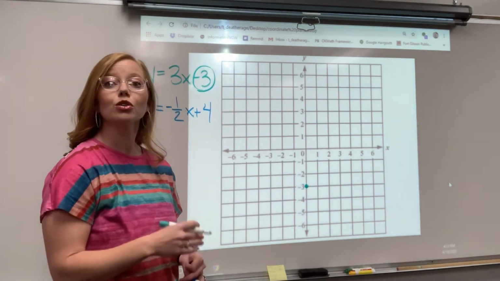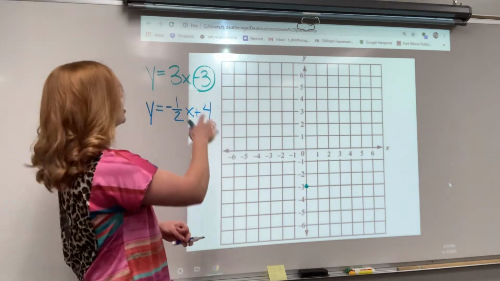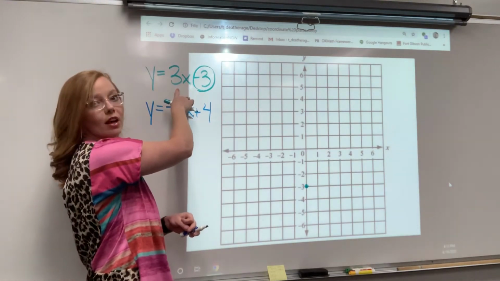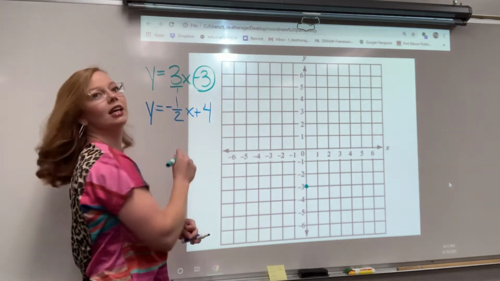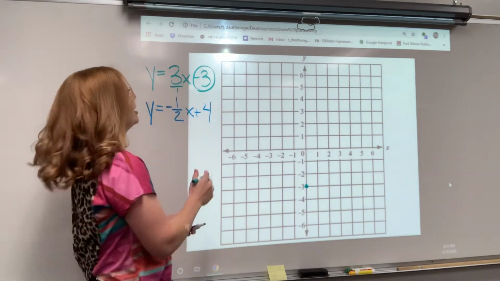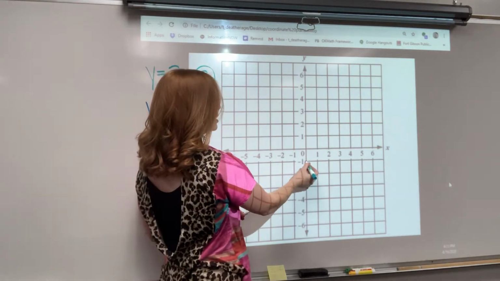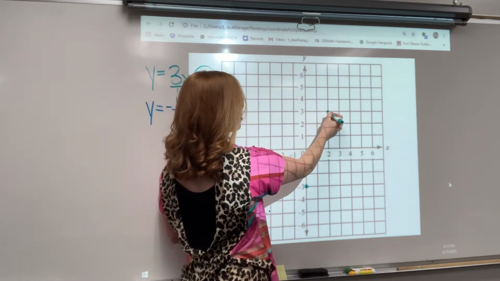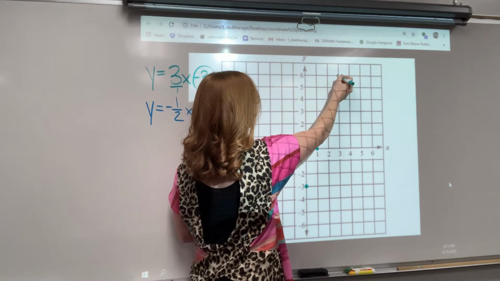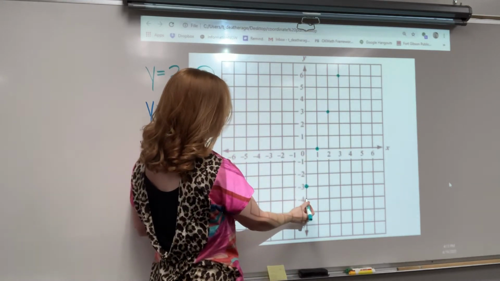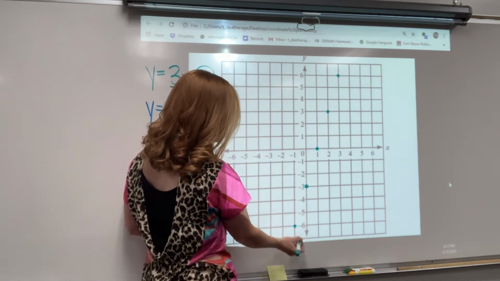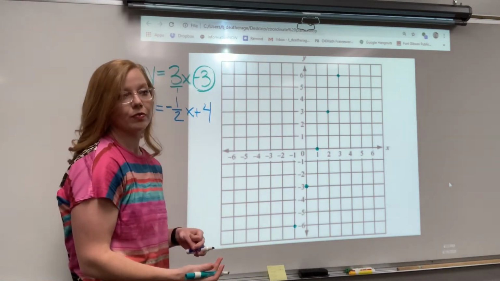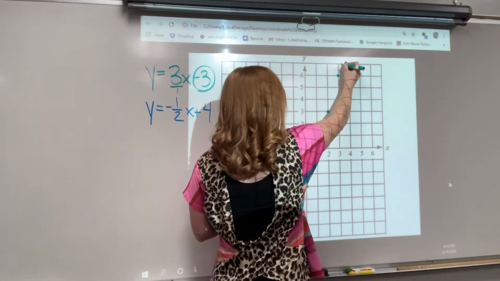From there, I'm going to do rise over run with my slope. Since my slope is a whole number, I put it over 1 to make it into a fraction. So I'm going to go up 1, 2, 3, right 1, up 1, 2, 3, right 1, up 1, 2, 3, right 1. I could also go the other direction, down 1, 2, 3, over 1, and now I'm running out of graph. So I could connect these points.